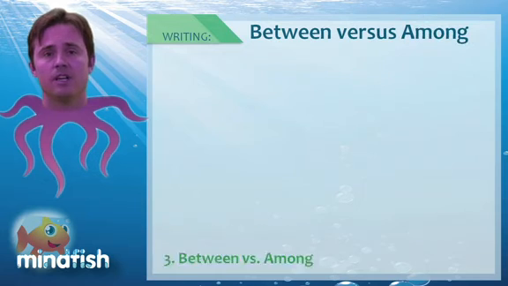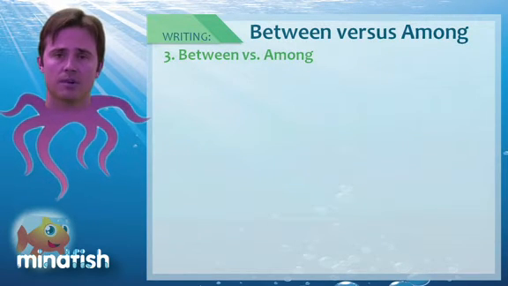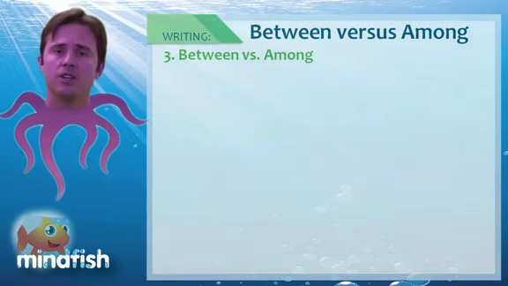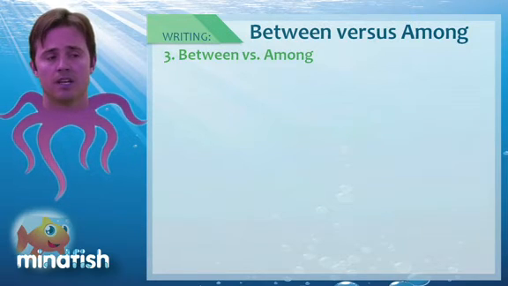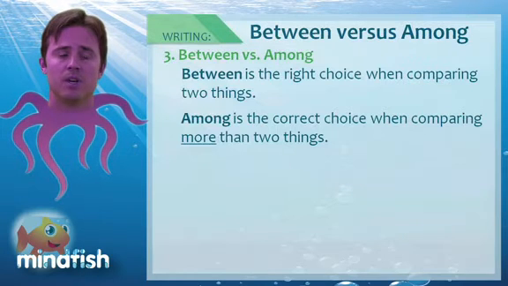The last of the 3 that you should be aware of is between versus among. While it's the most subtle of the 3, you do want to be aware so you can make the right decision. Again, it's a decision you need to make between 2 or 3 things. If it's 2 things, it should be between, and if it's more than 2, it should be among.